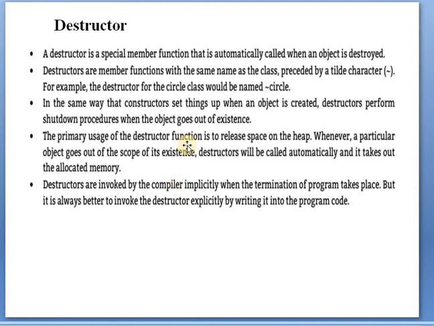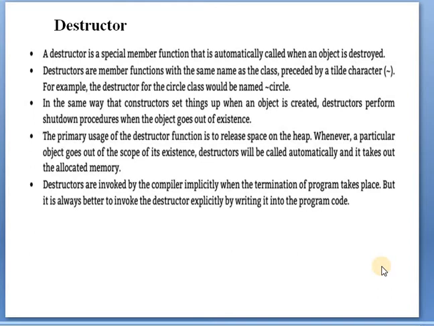In the same way that a constructor sets things up when an object is created, a destructor performs shutdown procedures when the object goes out of existence. The primary usage of the destructor function is to release space on the heap. Whenever a particular object goes out of scope, the destructor will be called automatically and it takes out the allocated memory. Means what? When by using the constructor at the time of creating the object the memory is allocated, then after using this object or completing operations for that object, the destructor is automatically called and it deallocates the memory.